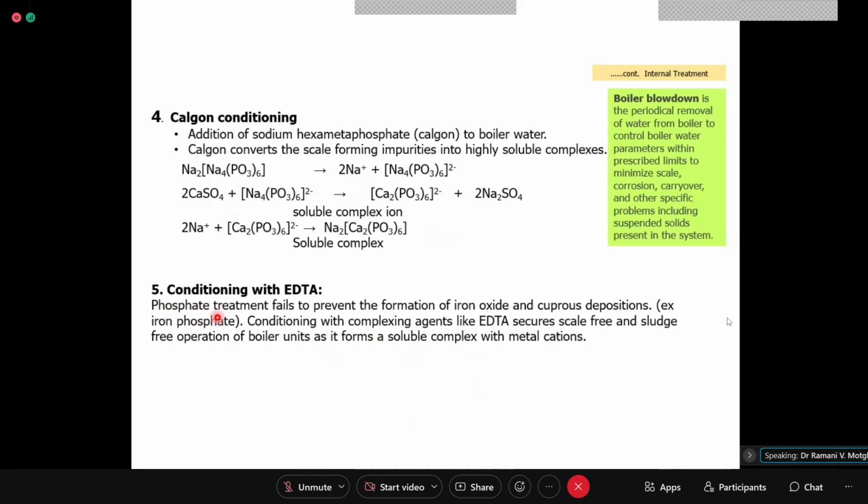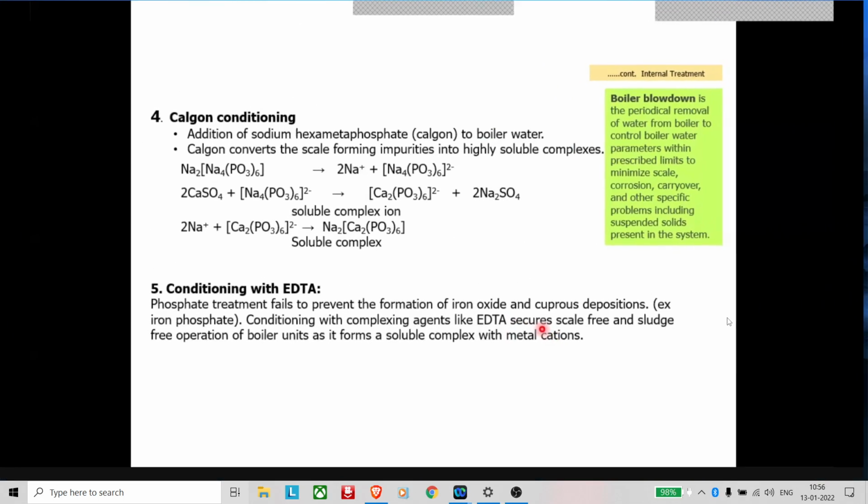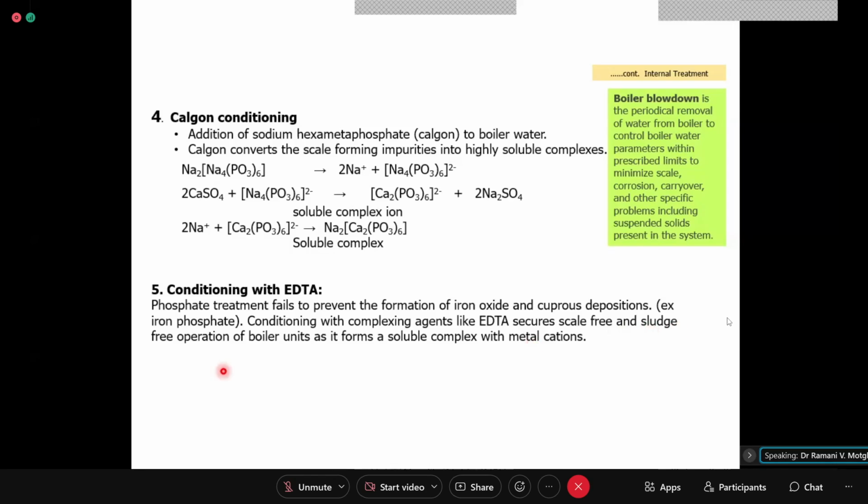It is written here. Phosphate treatment fails to prevent the formation of iron oxide and cuprous depositions. Hence, conditioning with a complexing agent like EDTA secures scale-free and sludge-free operation of boiler units as it forms a soluble complex with metal cations. We have already seen the calcium EDTA and magnesium EDTA complex. It is water soluble. So calcium and magnesium remain in water with EDTA and do not lead to scale formation.